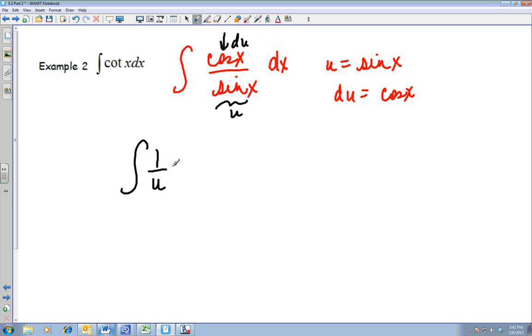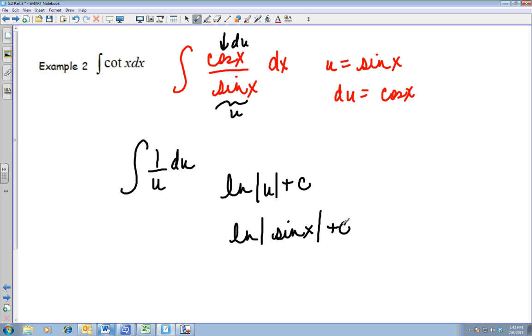1 over u du. So now when I integrate that, it's natural log of absolute value of u plus c. Substitute your u back in. U is sine x plus c. So when I integrate cotangent x, it's the natural log of sine x plus c. Okay, let's do another example.